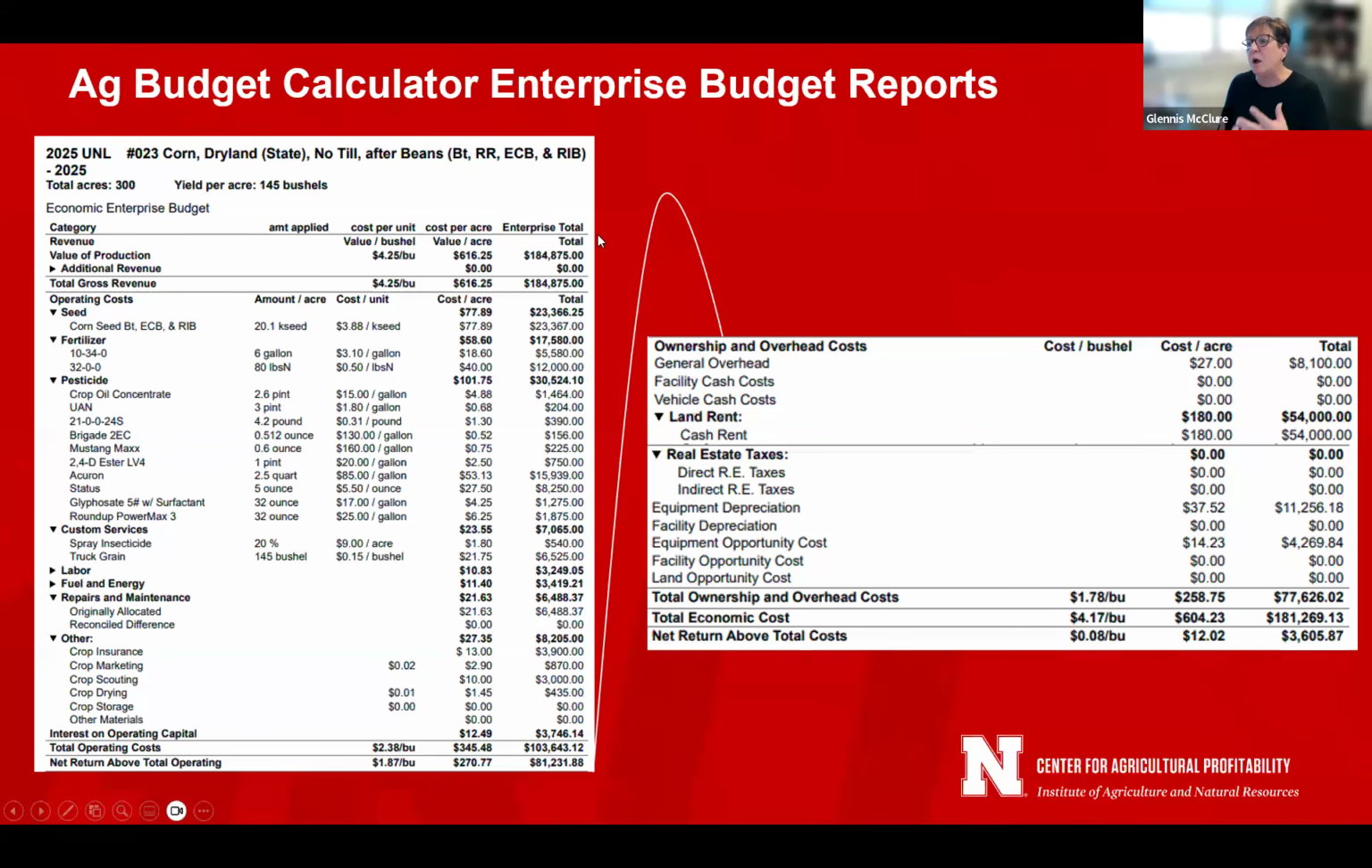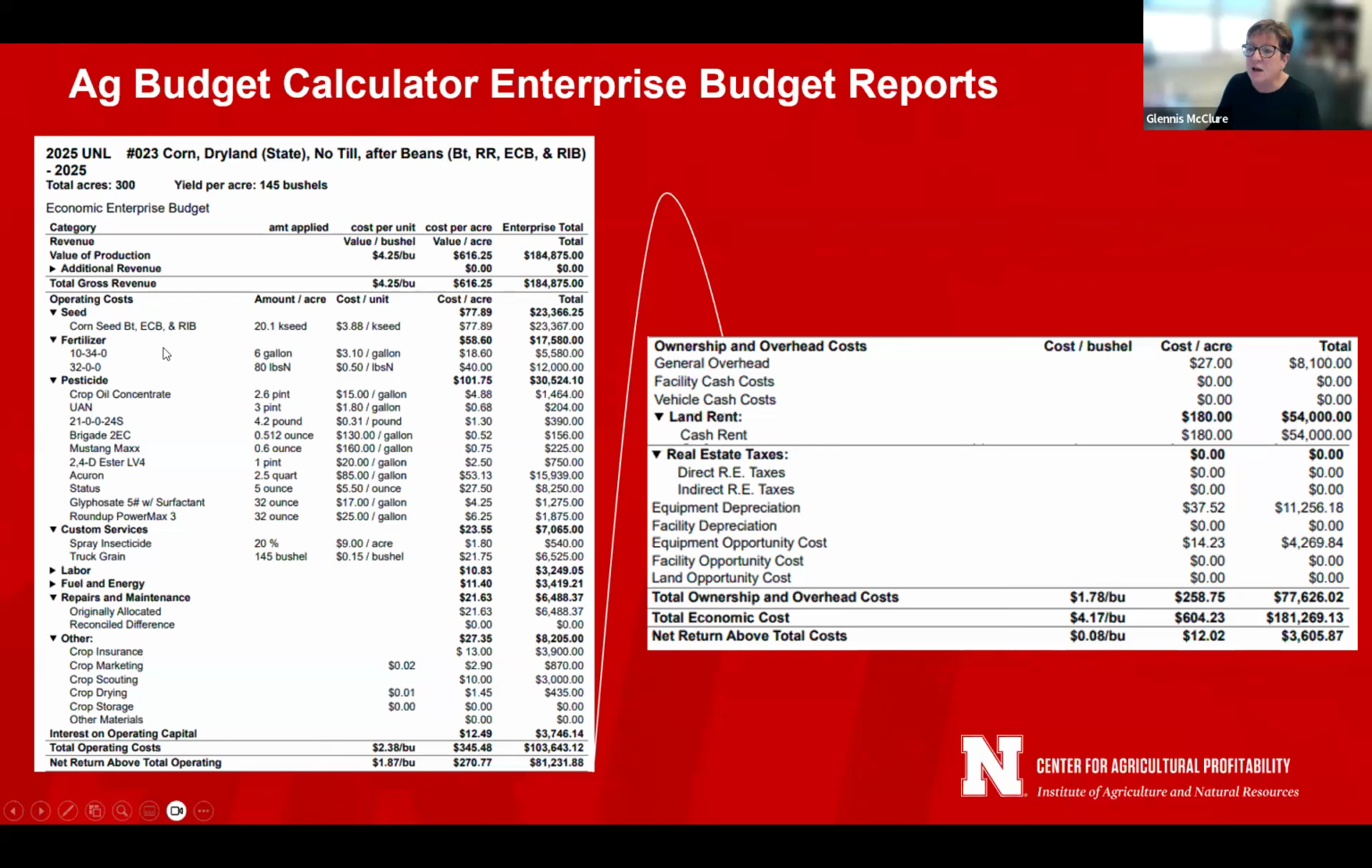All right, so I would really encourage you to take a look at a budget. This is what the overall budget detail would look like. If you're opening up the details, this is an economic budget. We could do a cash enterprise budget. This again is that corn number 23. I plugged in a figure for 2025 for revenue.